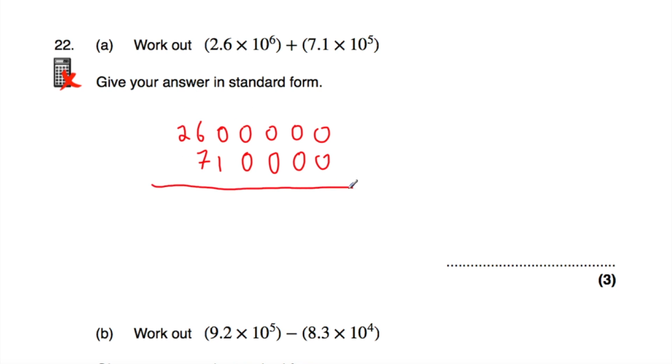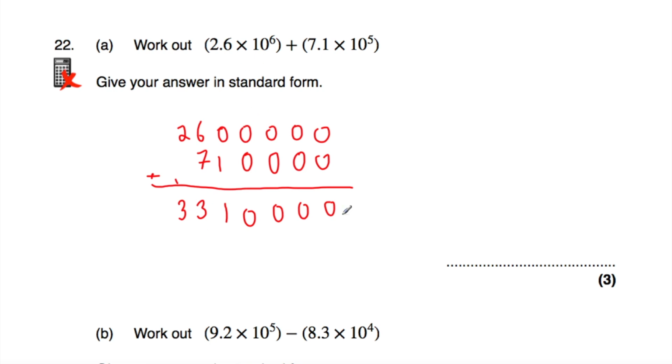So we're now going to do the addition. 0 plus 0 is 0, 0 plus 0 is 0, 0 plus 0 is 0, 0 plus 0 is 0, 0 plus 1 is 1, 6 plus 7 is 13, so put a 3 down and carry a 1, and 2 plus 1 is equal to 3. So we've got an answer of 3,310,000, but we need to write the answer in standard form.